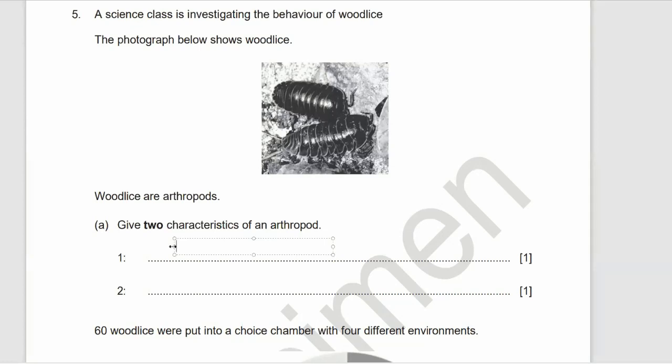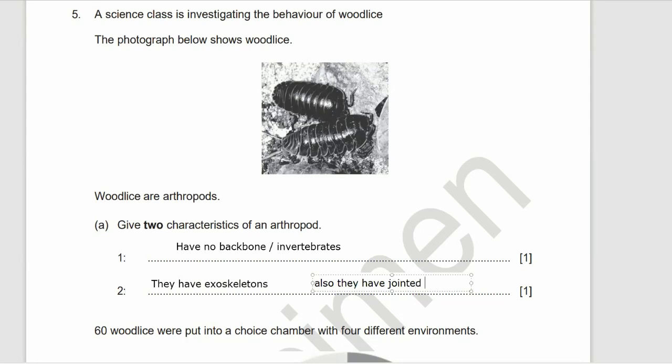So arthropods have no backbone. Do you know what we call creatures or animals with no backbone? We call them invertebrates. So they don't have a spine. They also have exoskeletons. So an exoskeleton is like a shell or a casing on the outside protecting all their soft squidgy bits. Also, they have jointed limbs. So that means their limbs can bend. They have joints in them. Okay, so a few extra bits there.